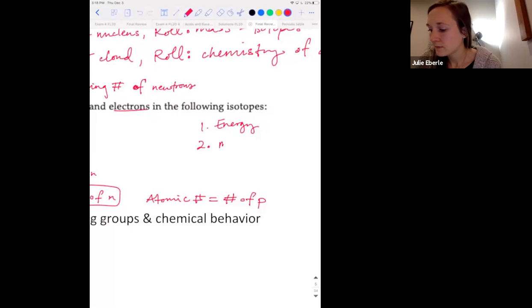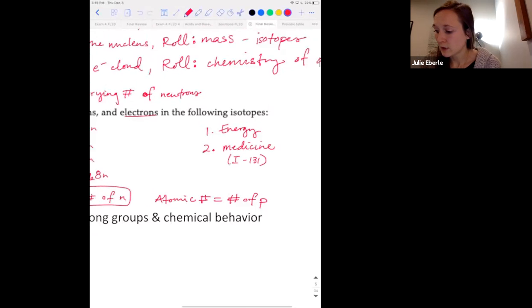Number 2, medicine, okay? I used the example of iodine 131. If you know people that have had thyroid issues or thyroid cancer, they'll give them radioactive iodine 131. It's a radioactive isotope of iodine, so it'll go in, be absorbed by the thyroid, and the radioactivity of those isotopes will kill any cancerous cells. So those are 2 reasons they're important. I want you to know those things moving on from this course.